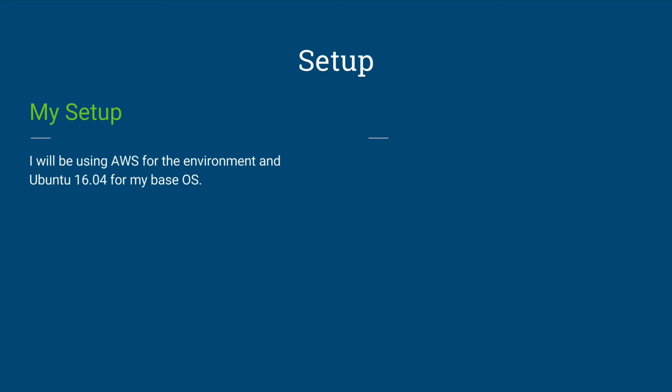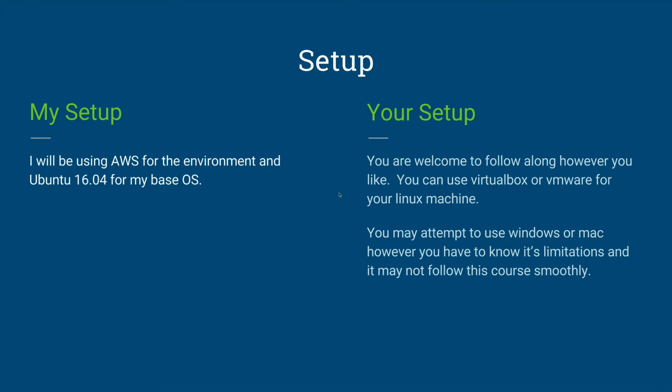Now, the setup that I'm going to run for this course is AWS, and I'm going to be using Ubuntu 16.04 for my base OS. My container OS may be CentOS or whichever one I feel like at the time, but my base OS will be Ubuntu. Your setup can be exactly like mine. You can use AWS with Ubuntu 16.04, or you can use VirtualBox or VMware for your Linux machine, if you don't have a Linux machine to begin with. If you do have a Linux machine to begin with, great. You're actually a step ahead of me because I'm on a Mac and I have to launch an instance.